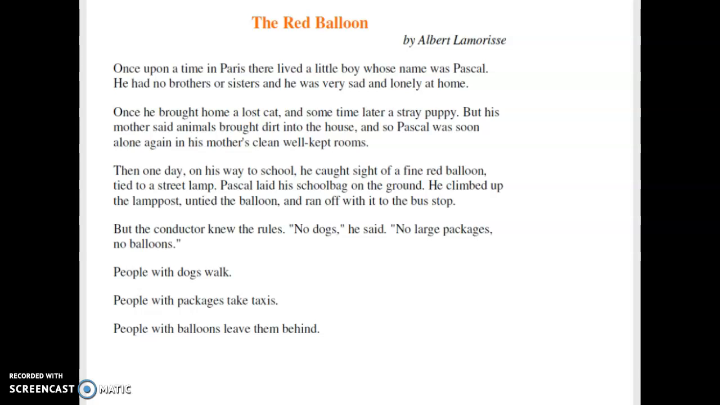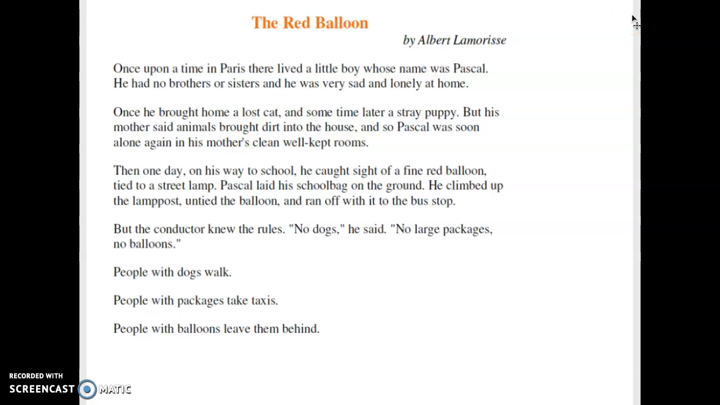a street lamp. Pascal laid his school bag on the ground. He climbed up the lamppost, untied the balloon, and ran off with it to the bus stop. But the conductor knew the rules. No dogs, he said, no large packages, no balloons. People with dogs walk. People with packages take taxis. People with balloons leave them behind.